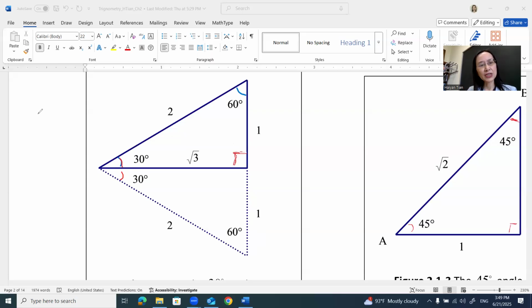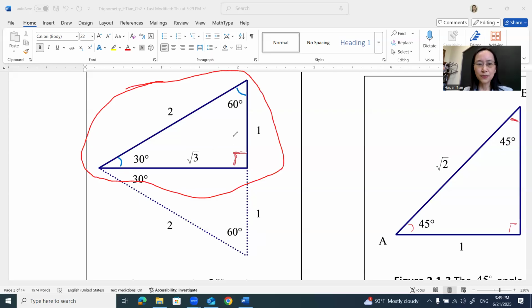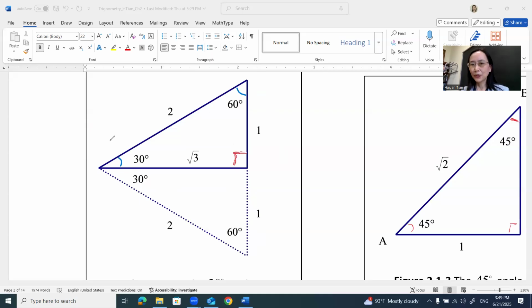So now we want to focus on a right triangle, which is this portion. In this right triangle, we have an acute angle, which is a 30-degree angle. So for the 30-degree angle, can we find the 6 trigonometric function values? So let's look at this right triangle. This side is 1, and the hypotenuse is 2.